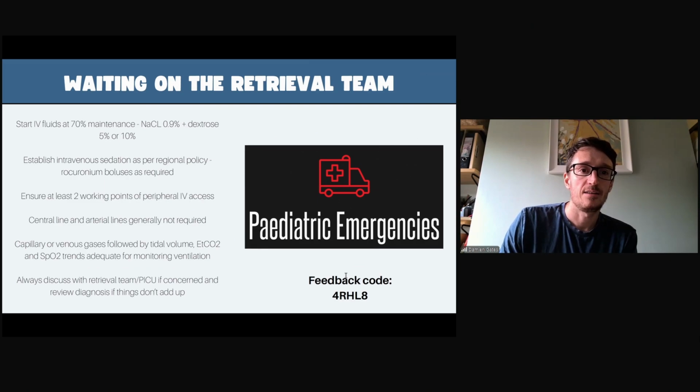Establish your intravenous sedation as per your regional transport team policy. In our region, that would be morphine and midazolam. And you can give rocuronium boluses as required to keep the patient still and to help ventilate them. Try to ensure there are at least two working points of peripheral IV access. Central lines and arterial lines are generally not required for babies with bronchiolitis, and we wouldn't insert these as standard when we bring them to PICU. We would not expect you to insert them either.